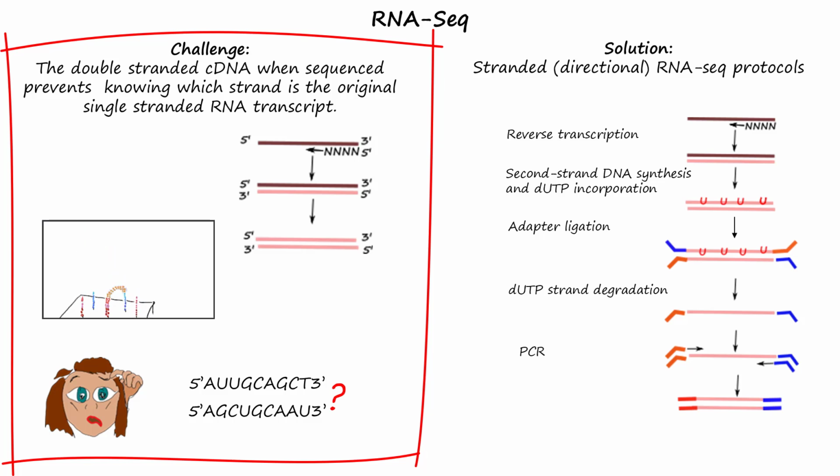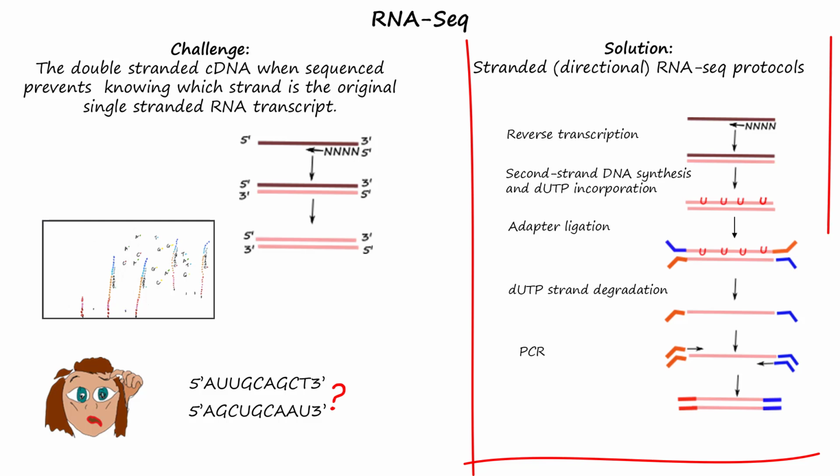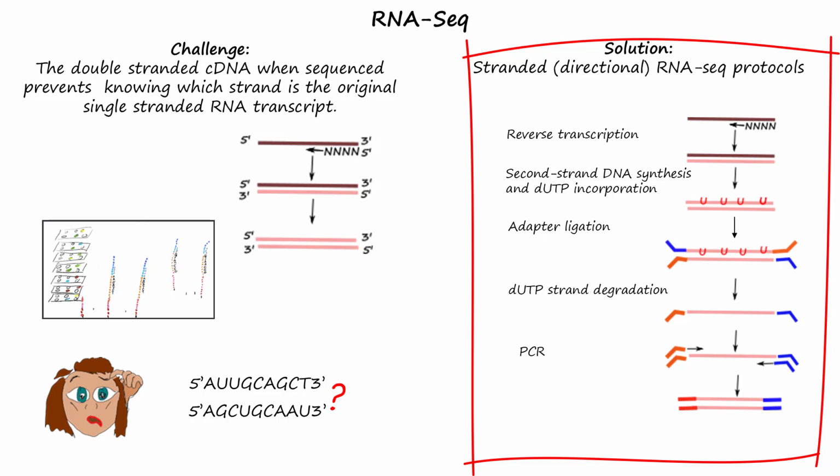After second-strand synthesis, both DNA strands become chemically equivalent, meaning either strand can potentially be sequenced. As a result, it may no longer be possible to determine which DNA strand corresponds to the original RNA transcript. Stranded or directional RNA-seq protocols overcome this limitation by selectively marking one strand.